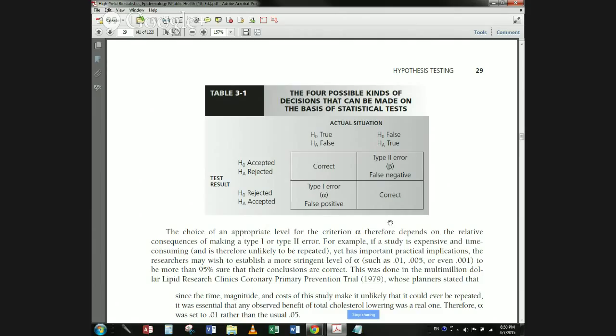This was done in the multi-million-dollar Lipid Research Clinic's coronary primary prevention trial in 1979, whose planners stated that since the time, magnitude, and costs of the studies make it unlikely that it could ever be repeated, it was essential that any observed benefit of total cholesterol lowering was a real one. Therefore, alpha was set to 0.01 rather than the usual 0.05.